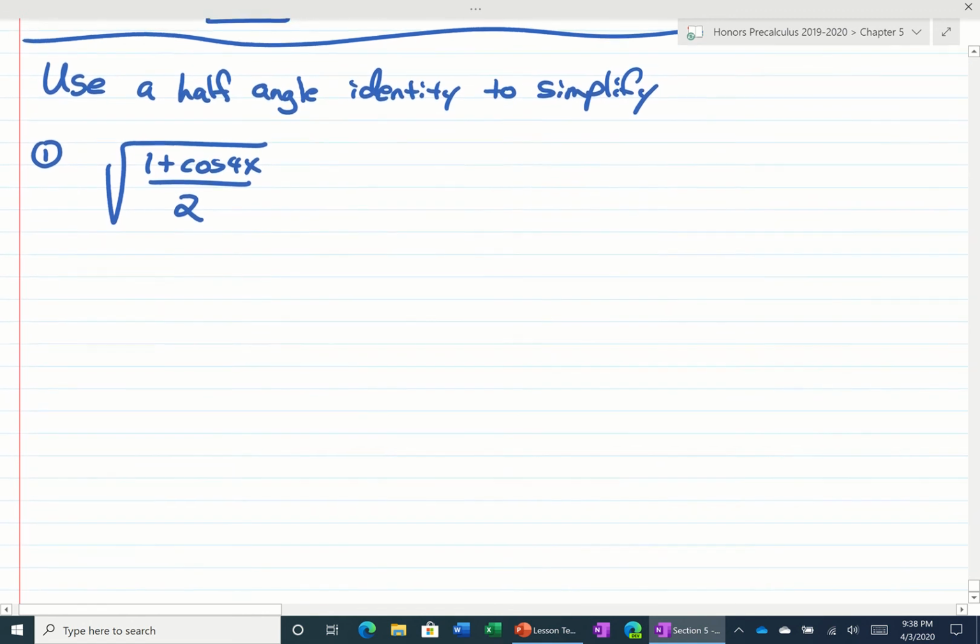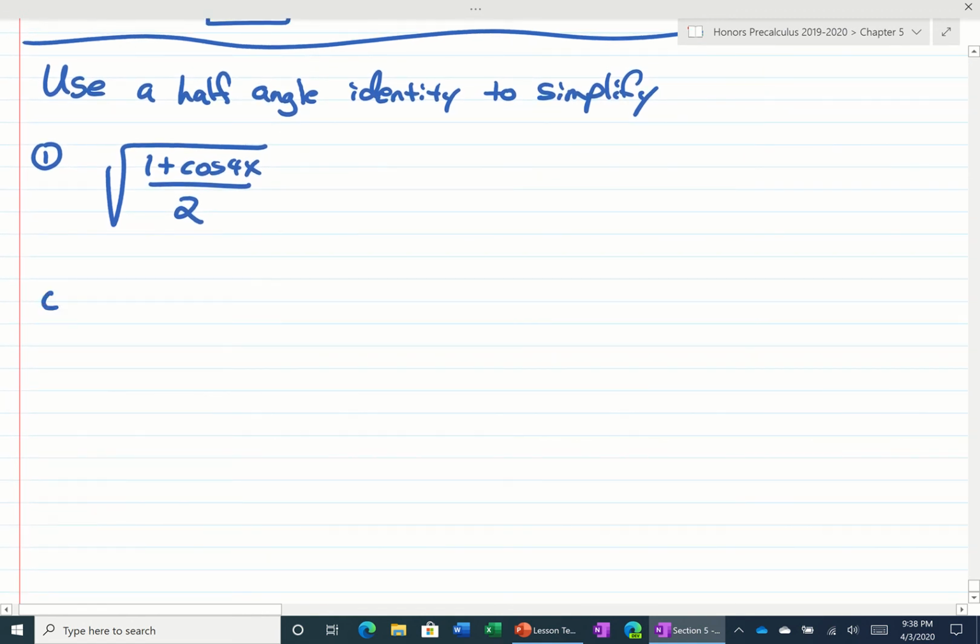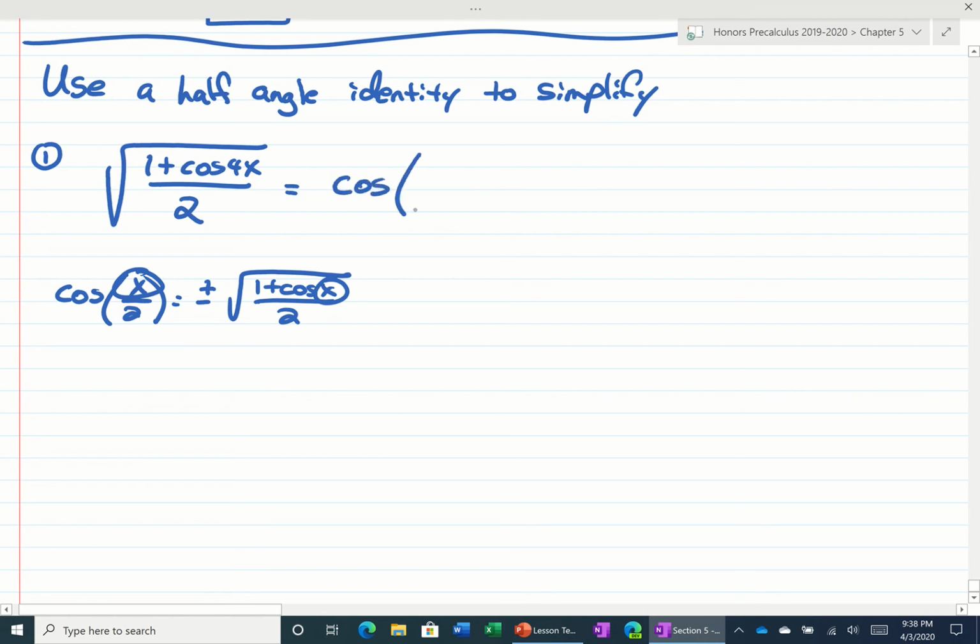Well, it's a little bit tricky at first, but think about it. 1 plus a cosine is the formula for the cosine of a double angle. Notice that this x and this x are the same. So I'm thinking that if I write this as the cosine of 4x over 2, the formula would be 1 plus the cosine of 4x divided by 2, which is what we wanted.